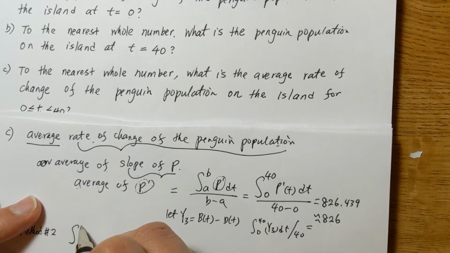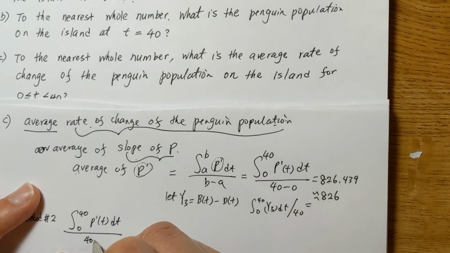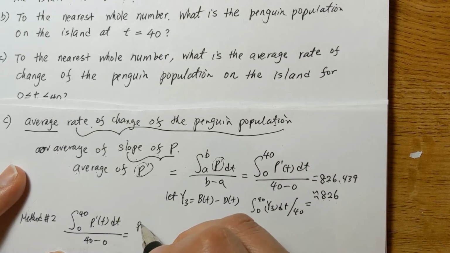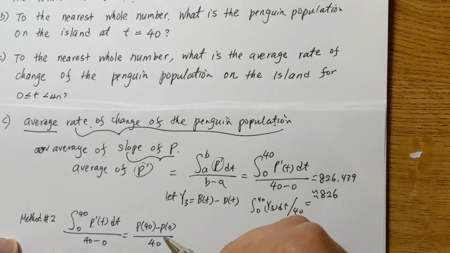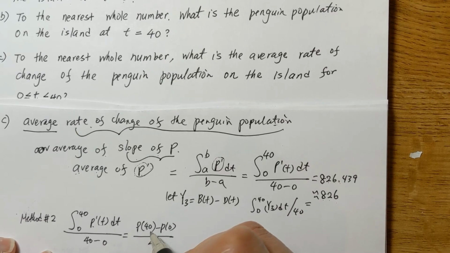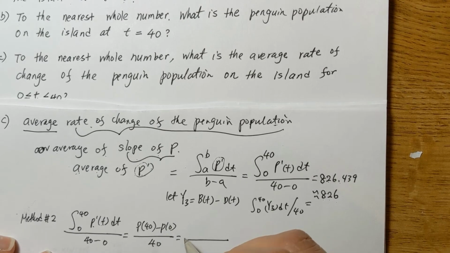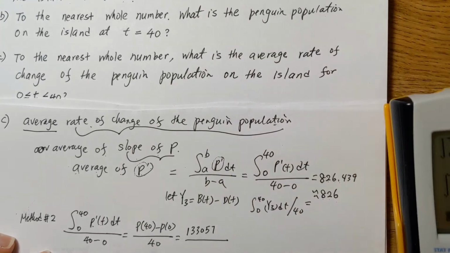So we get the integral from 0 to 40 of p prime of t dt over 40 minus 0. The antiderivative of p prime is p. So we get p of 40 minus p of 0, over 40. We already found p of 40 in part B, and we know p of 0 in the beginning. So let's take a look at what we got. P of 40, we got 133,057. We still have it in our calculator.